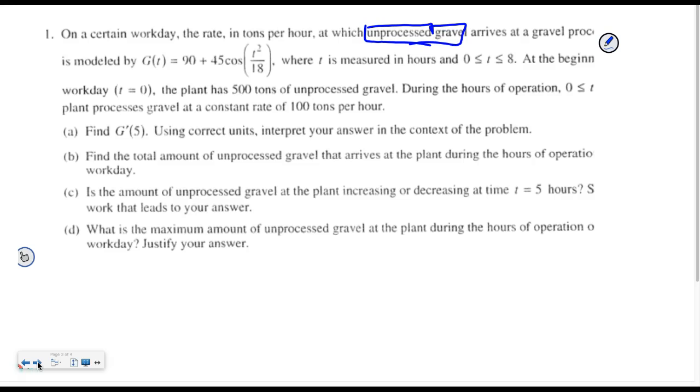It's just that stuff's going in, stuff's going out. So for part A, let's go take a look. We've got a work day. Rate in tons per hour at which gravel arrives at a plant.